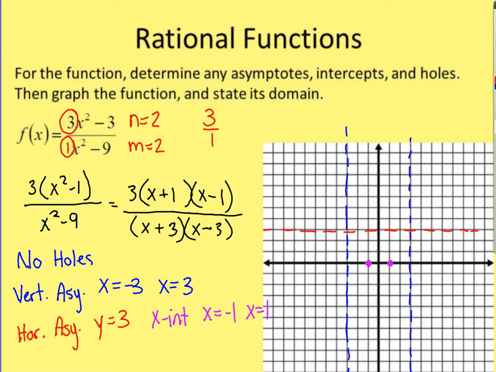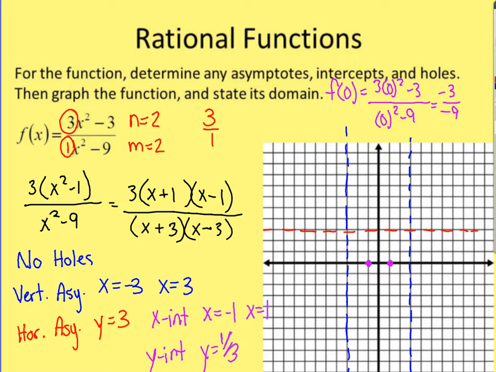To find the y-intercept, we're going to plug in 0 for our x's and solve for y. So if we go back to our original function, this is going to give us -3 over -9. Or if we reduce that, that'll just be 1/3. So we have a y-intercept at +1/3.